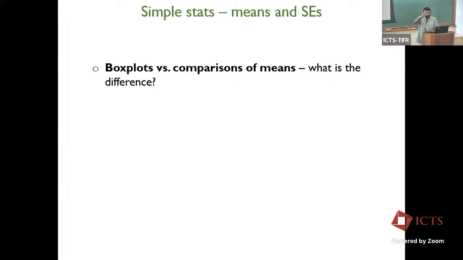You've also seen that, right? You'll have a point and you'll have whiskers. You'll have a bar and you'll have whiskers. That is not the same as a box plot. So what is the difference between the two?